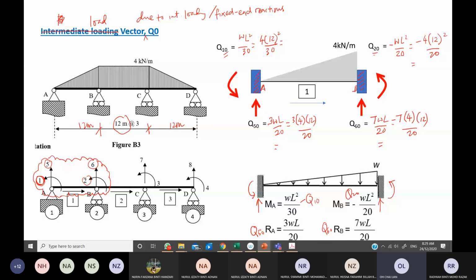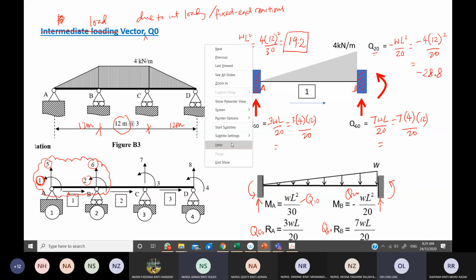Done? Yes. Okay, can you let me know your Q1 node? 96 over 5, which is 19.2. Okay, and then Q2 node? Negative 28.8. Okay, so I just put it.